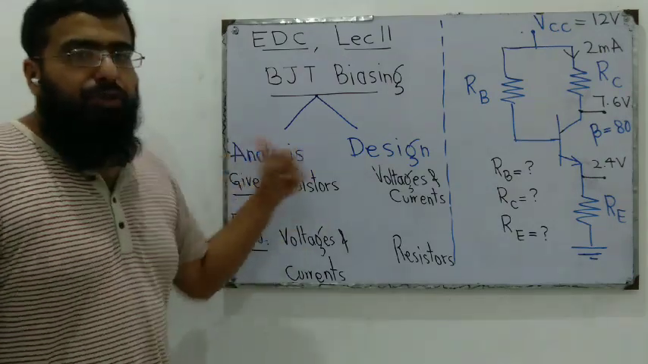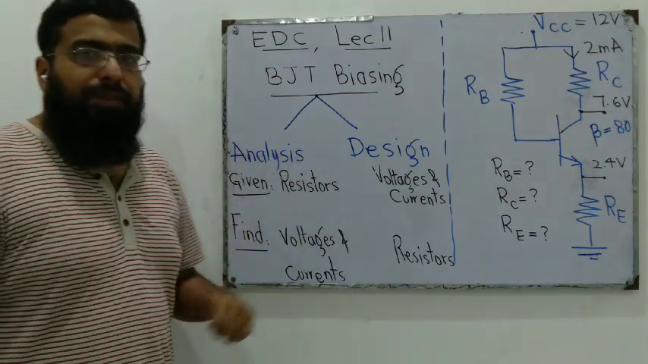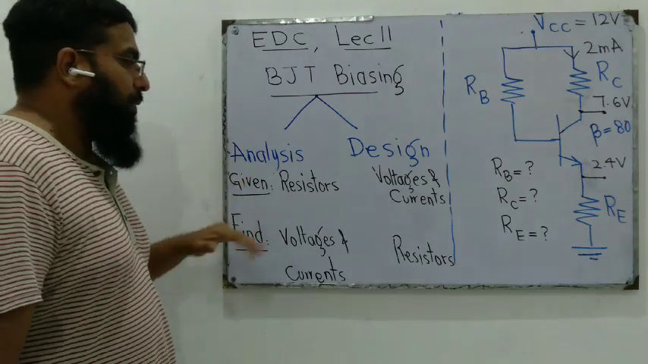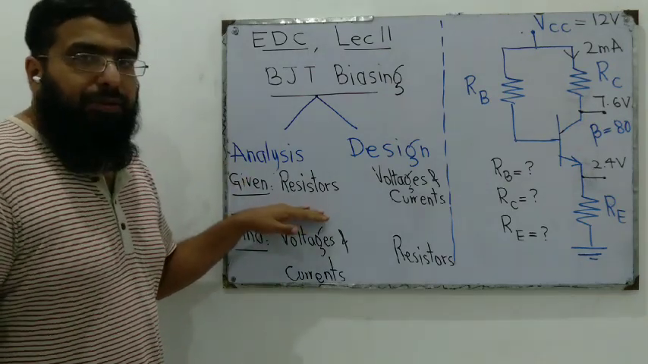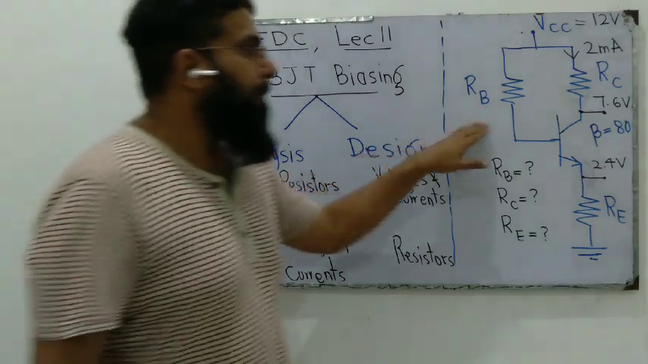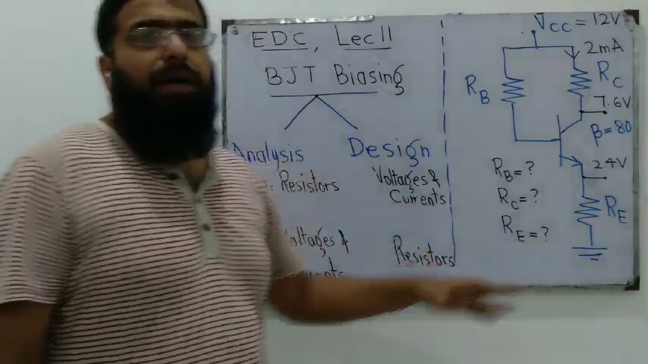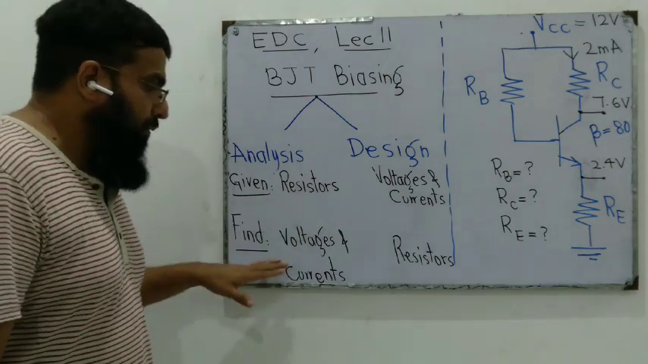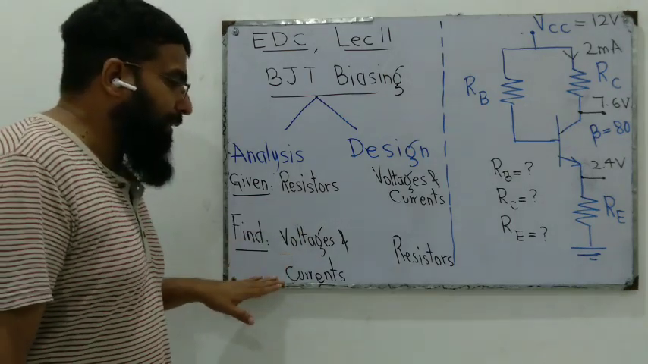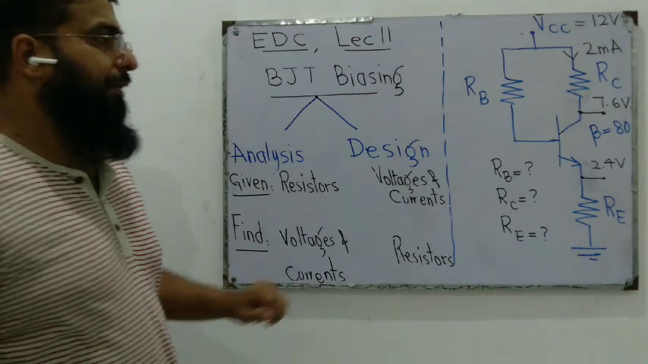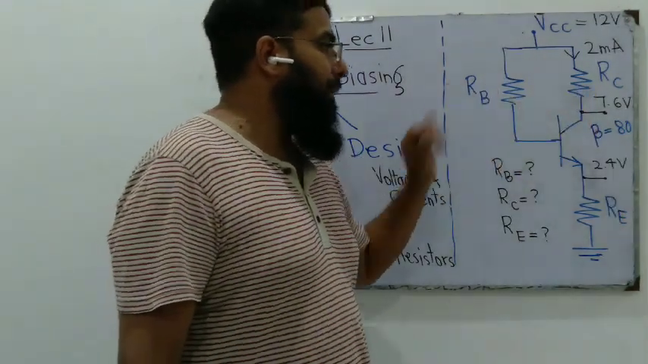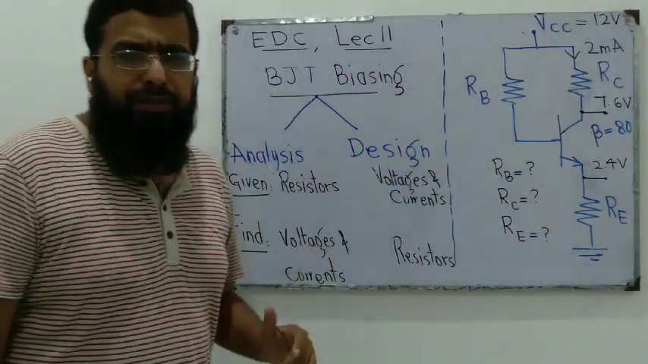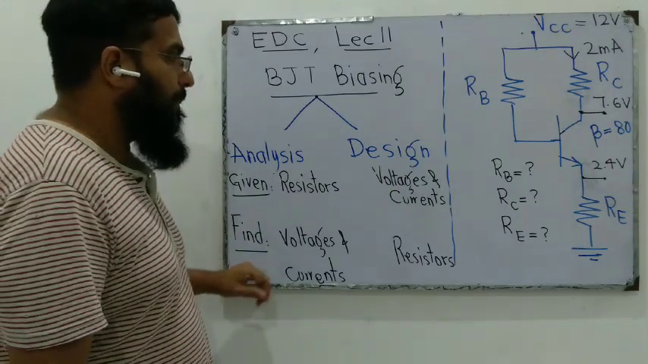The primary difference between analysis and design problems is that for an analysis problem, the values of resistors, for example RB, RC, RE, are given in addition to VCC, and we have to find out different voltages and currents at different points in the circuit. For example, IC, IB, VE, VCE, etc.